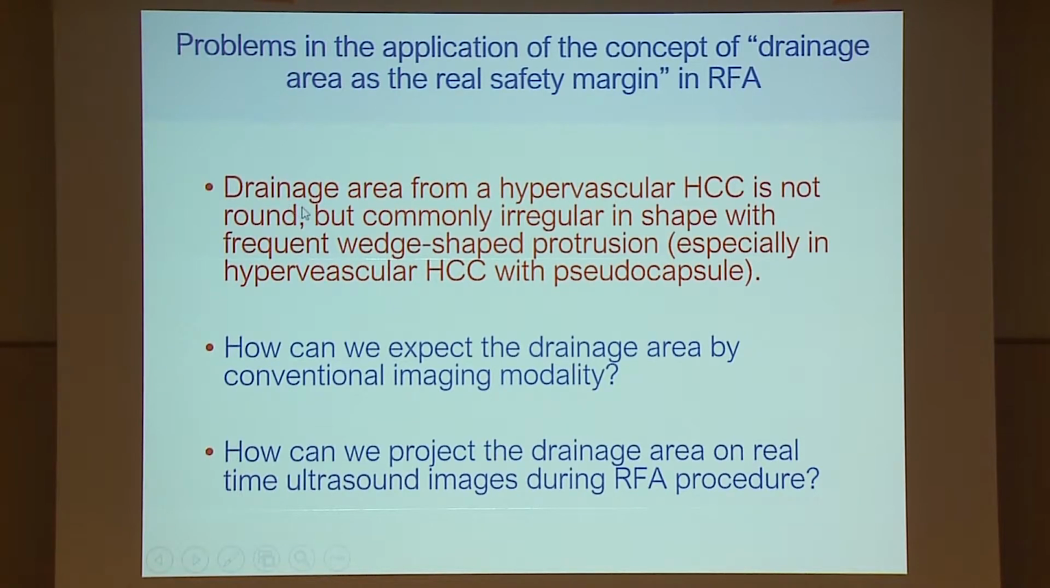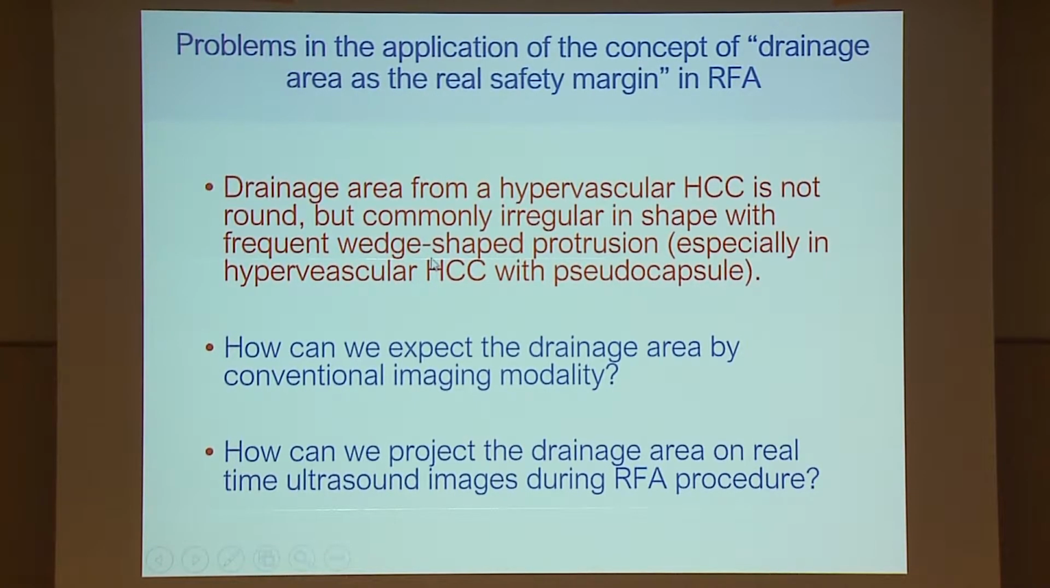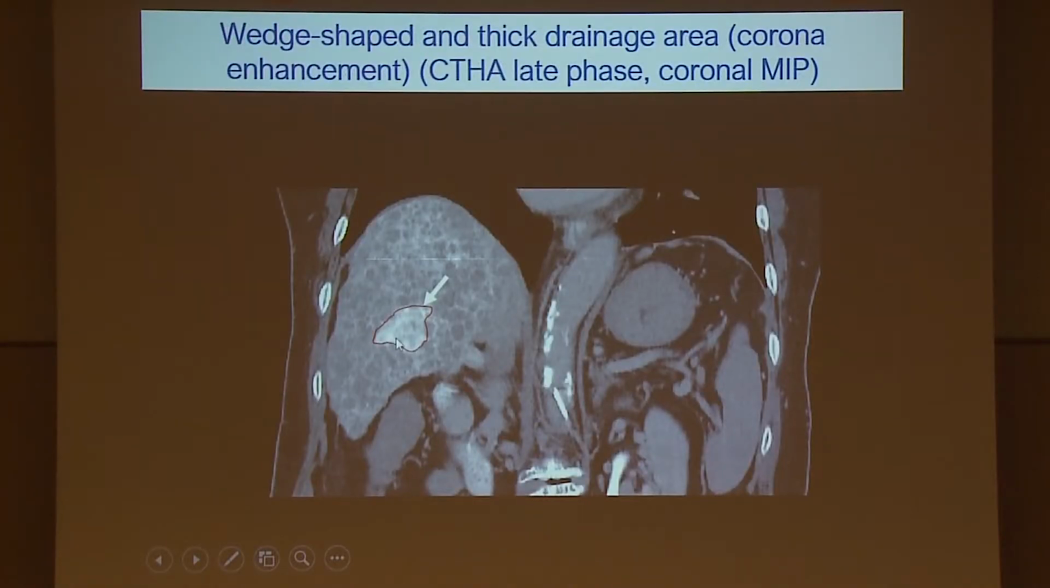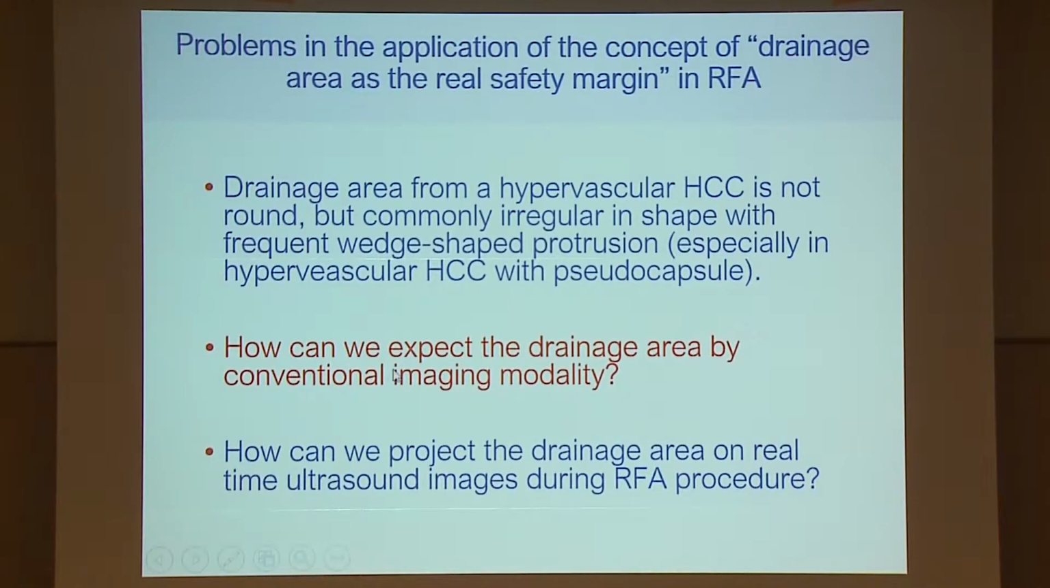One important problem is that the drainage area from hypervascular STC is not always round, but commonly irregular in shape, with frequent wedge-shaped protrusion, especially in hypervascular STC with pseudocapsule. I'll show you one case. This is not rare. STC and drainage area are very uneven, and the coronal view shows a very strange configuration of drainage area. And this is a sequential view. You can see the drainage area is not round. This is a common finding. So how can we expect the drainage area by conventional imaging modality?